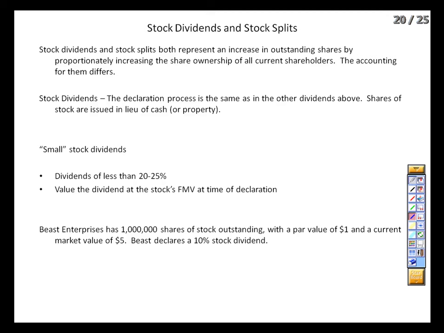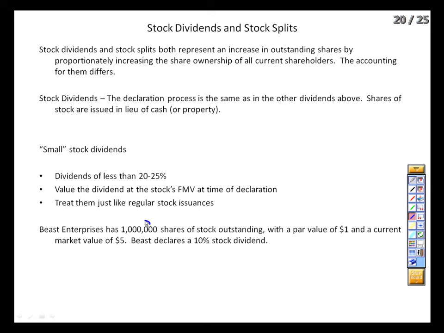In other words, we'll act as if we wrote checks to our shareholders, they cashed the checks, and then immediately repurchased shares from us at the market price. Here is Beast Enterprises with its million shares, and it wants to issue a 10% stock dividend. This is a small stock dividend, and so we're going to value this at fair market value.